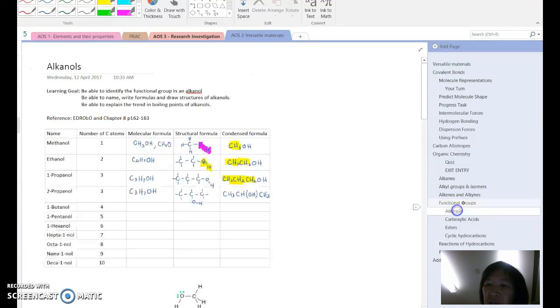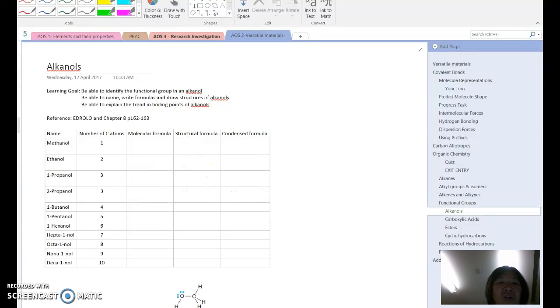Now the first one is alkanols. So alkanols are a family of what used to be called alcohols, and the first member in the series is methanol. So for each of these compounds, you need to be able to identify the functional group, be able to write and name the molecule and draw structures. And as we draw the condensed formula, you'll be able to notice what might be the trends in boiling points as the chain gets longer.